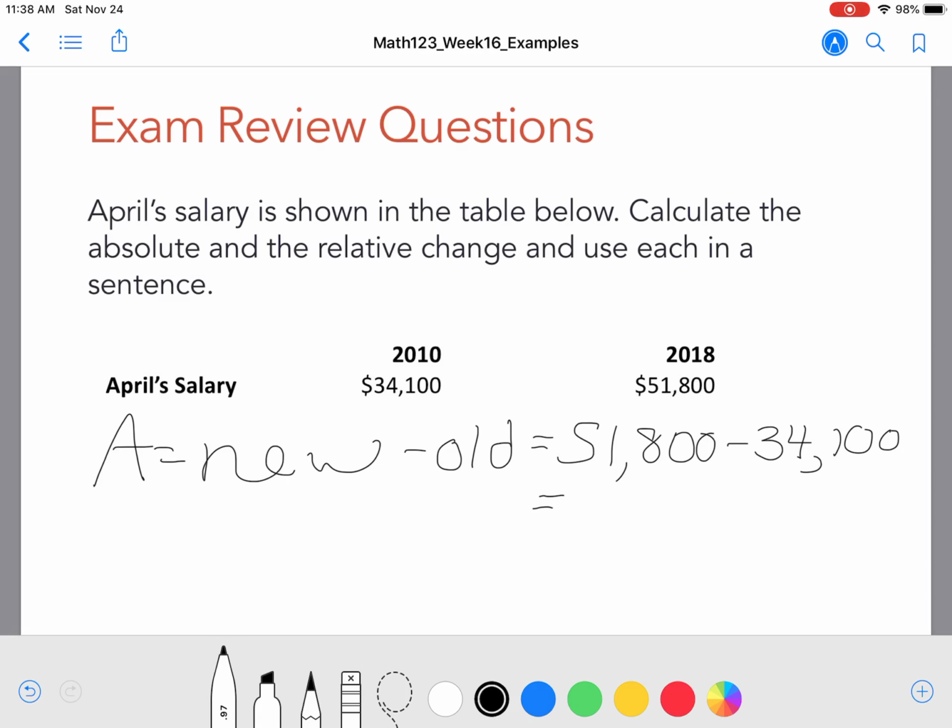So 51,800 minus 34,100. It's going to be $17,700.